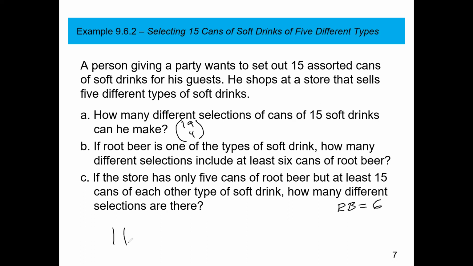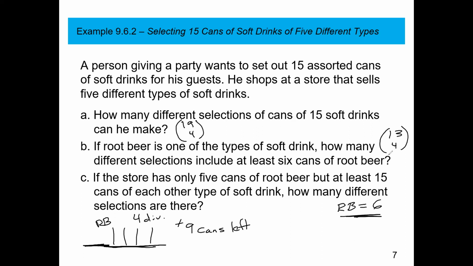I'm still going to keep my 4 dividers, and root beer could be hanging out in this first spot. I can still add more cans in this area. I don't have to, but I can. And since I've given out 6 cans, I have 9 cans left to figure out where they go in terms of all of this. So I have 4 dividers plus 9 cans. So I have actually 13. And again, I'm choosing the 4 dividers.